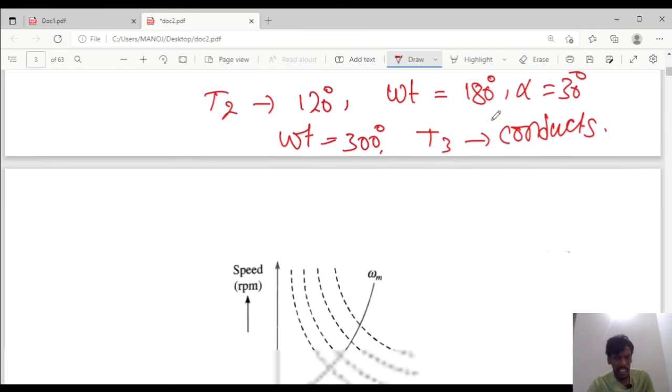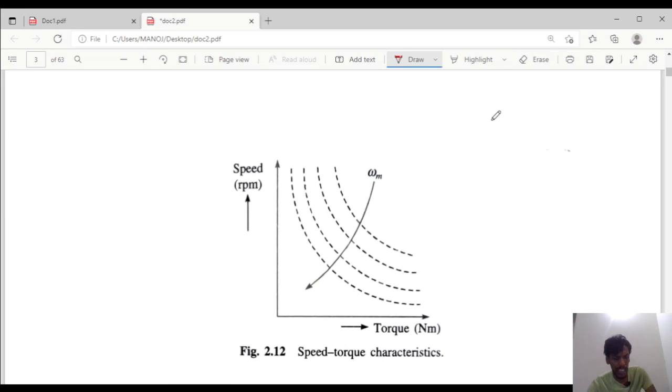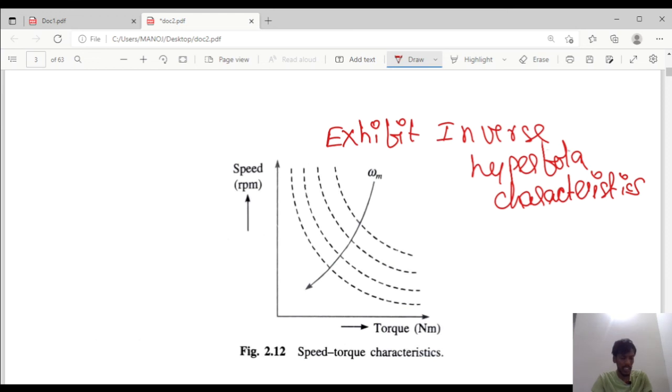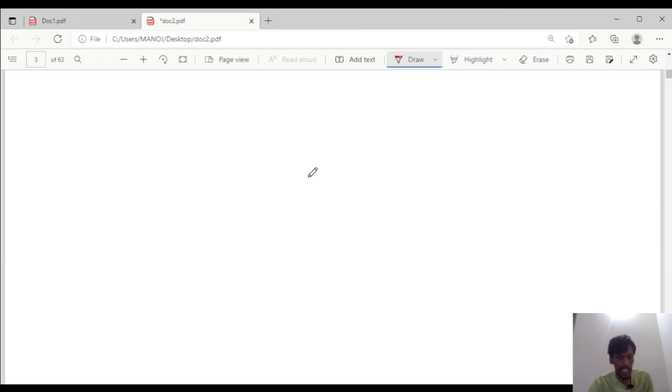Next we will see the speed torque characteristics. These are the speed torque characteristics. As it is a DC series motor, it will exhibit inverse hyperbola characteristics. Next we will see the average voltage and currents.